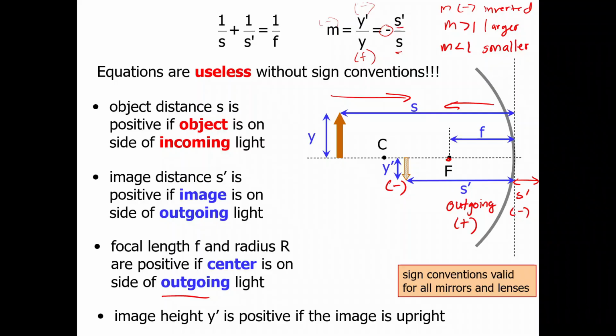And these equations, and therefore the sign conventions, are valid for all mirrors and lenses. So these are the rules for the sign conventions. It's just going to be applied a little bit differently with the lens, because your light doesn't get reflected; it gets refracted passing through.